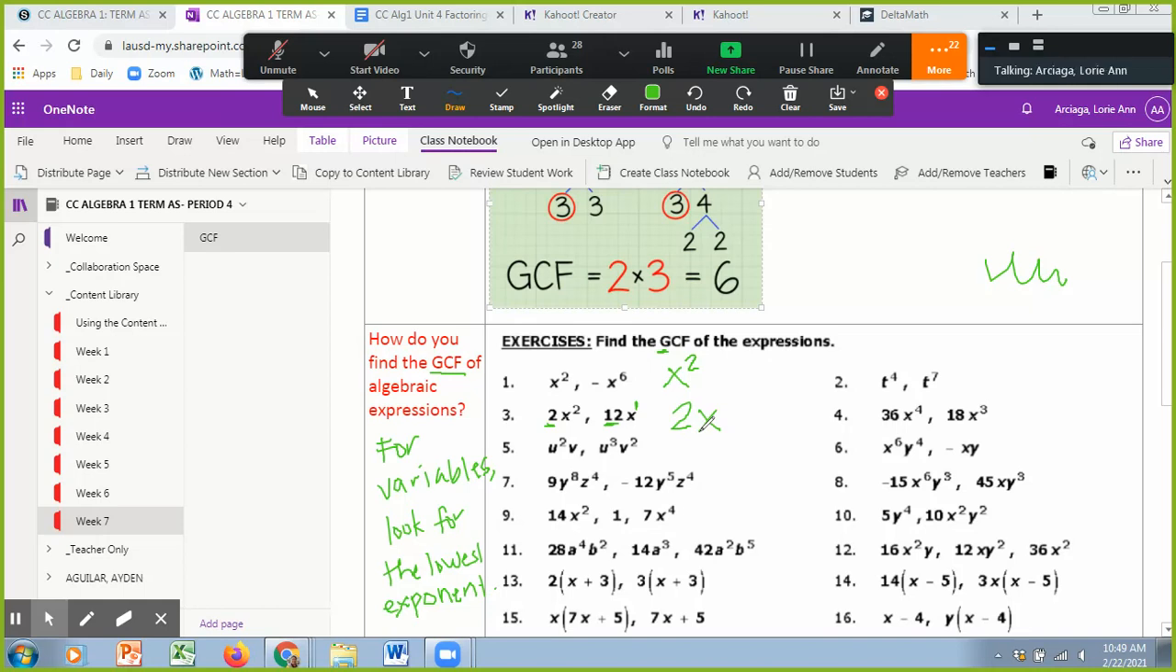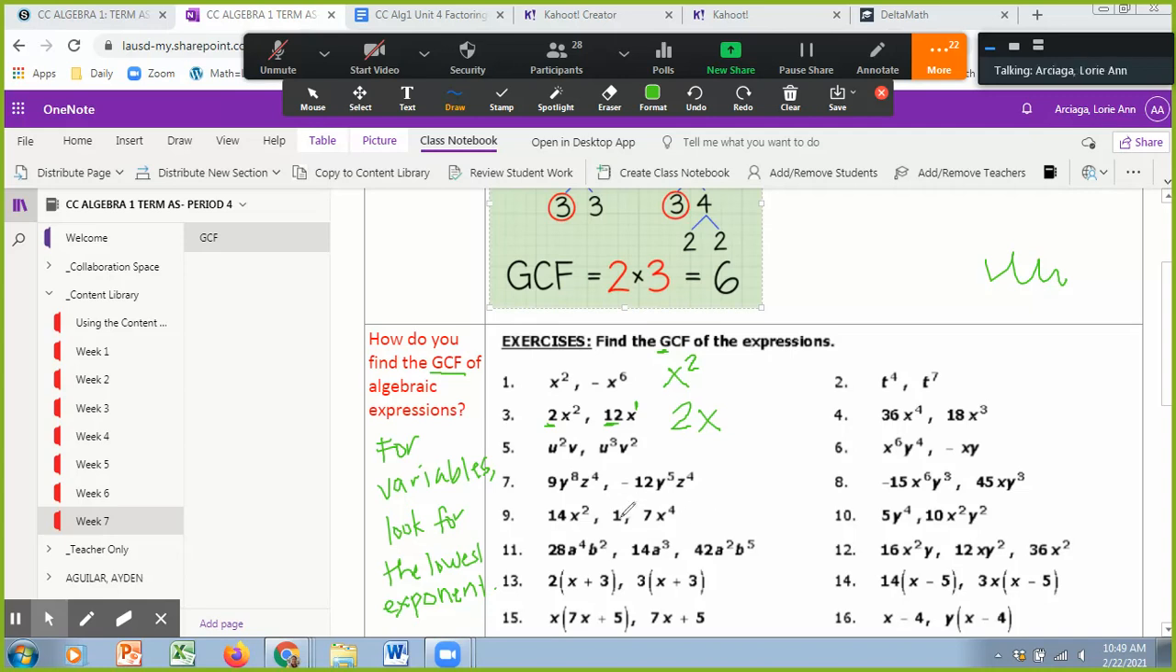What do you guys think of that? Okay, what about if there's 3 of them? Oh, look at number 9. Let's look at number 9. So for number 9, what will you guys put there?